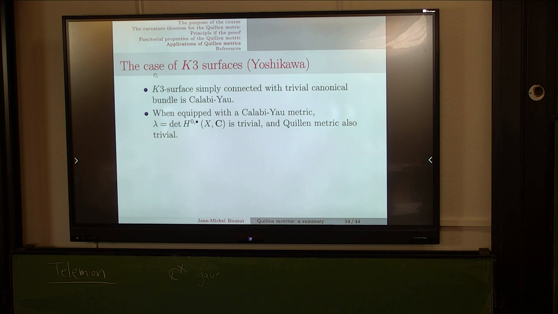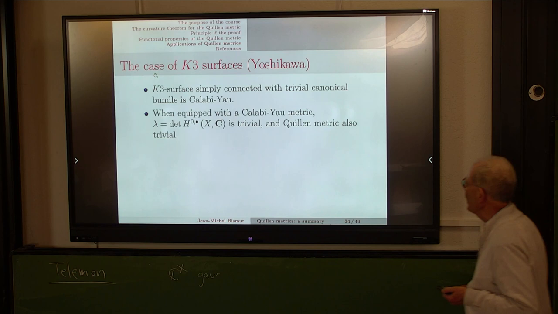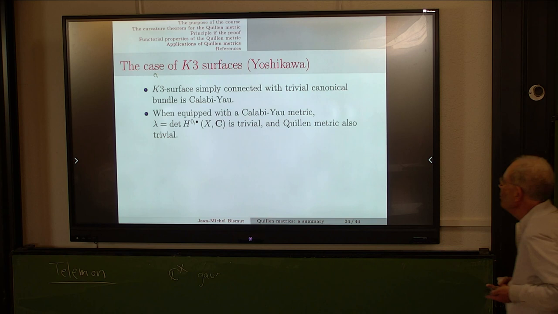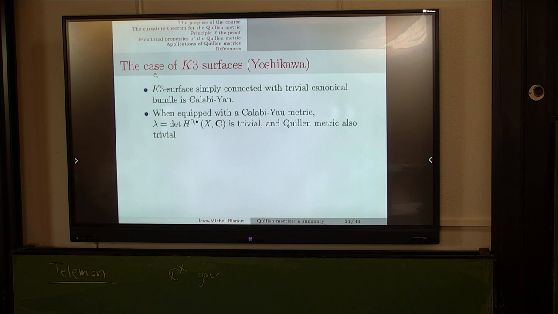Actually, this is a simple consequence of Serre duality. Serre duality tells you already that lambda is trivial, and besides, by combining this with the Calabi-Yau metric, you can prove that the Quillen metric is also trivial. Actually, this story of K3 surfaces is complicated because at some point there were papers circulated claiming that the moduli space of K3 surfaces produced modular forms. But of course, the modular form was the modular form zero.